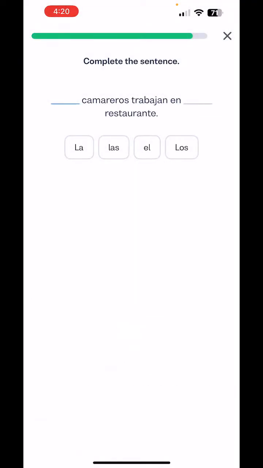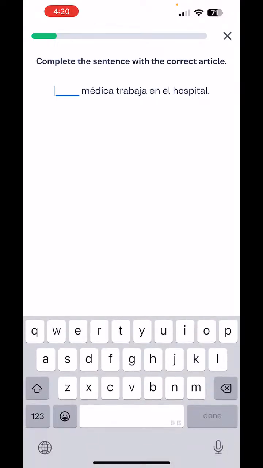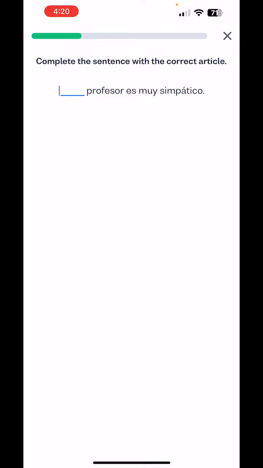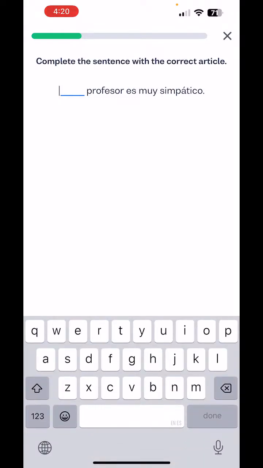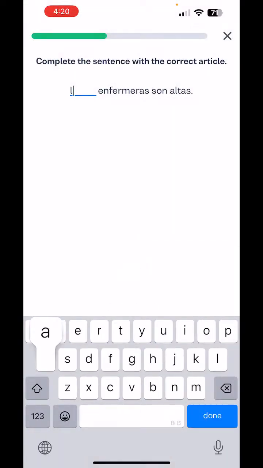All right, complete the sentence. So we have los camareros trabajan en el restaurante. Complete the sentence with the correct article. So we can say la médica trabaja en el hospital. Okay, we have profesor es muy simpático. So el profesor es muy simpático. Enfermas son altas. So las enfermeras son altas.